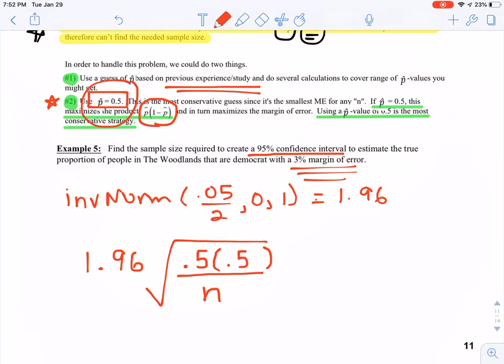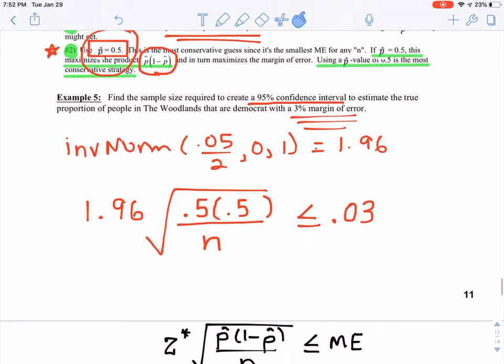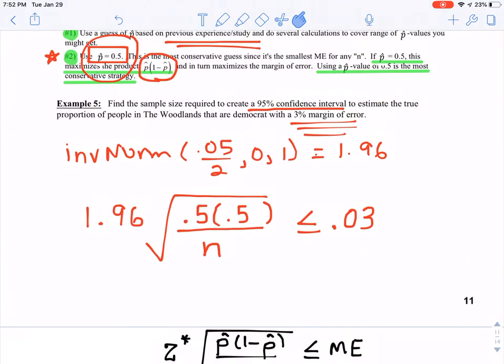Now, we want the margin of error to be within 3%. So that means I want it to be less than or equal to 3%. And honestly, from here, you're just using basic algebra skills to solve this for n. So what I'm going to do is take the 1.96. Essentially, what we have underneath the numerator of this square root is 0.5 squared.